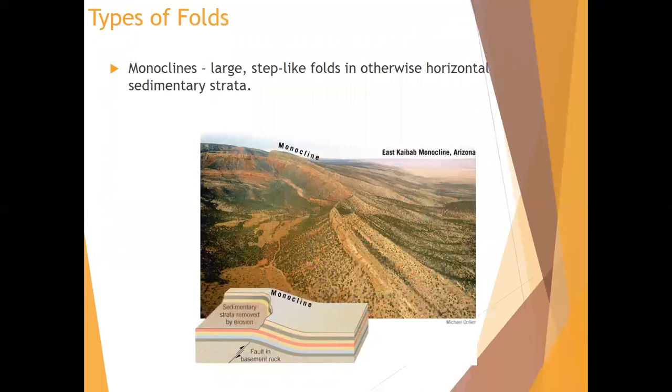Another type of fold, and this is going to be on par with a syncline and an anticline, is a monocline. Monoclines are coupled with fault structures. They are large step-like folds in what otherwise is a horizontal sedimentary strata. They're due to ancient dipping reverse faults located in the adjacent rocks.